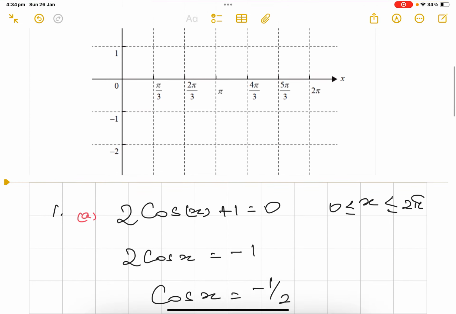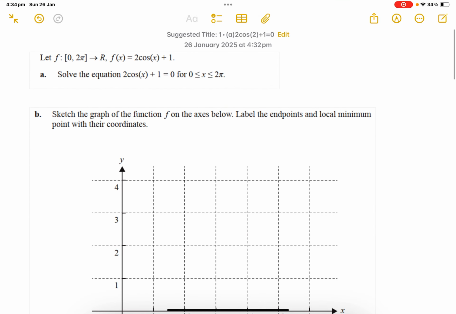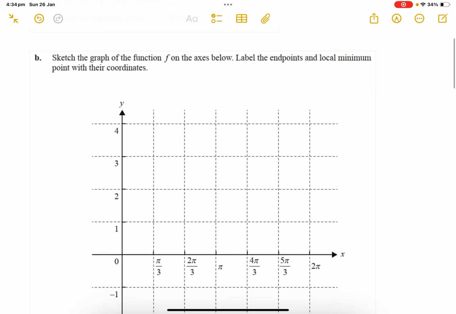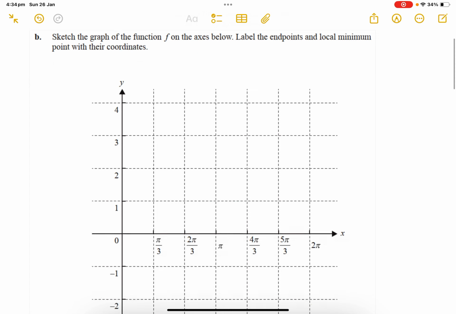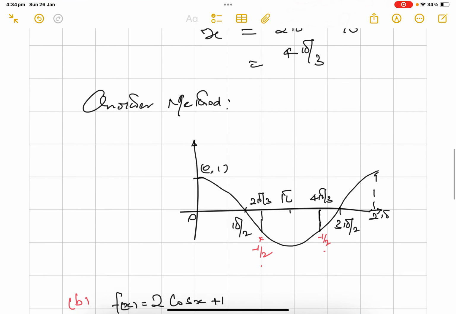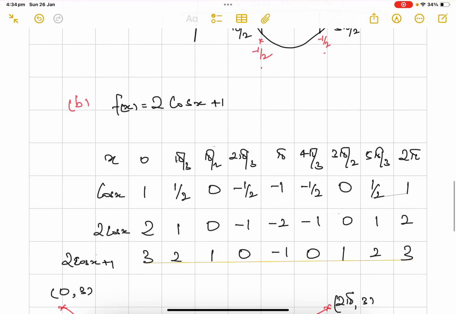And the second part of the question: sketch the graph of function f on the axes below, where a little diagram is given. Label the endpoints and local minimum point with their coordinates. Okay, let's look at it. Part 2. The function is, of course, 2 cos x plus 1. That's what we need to do.